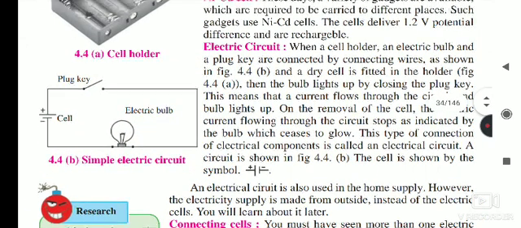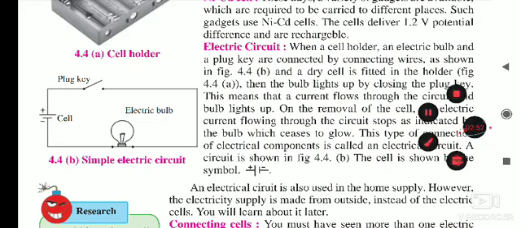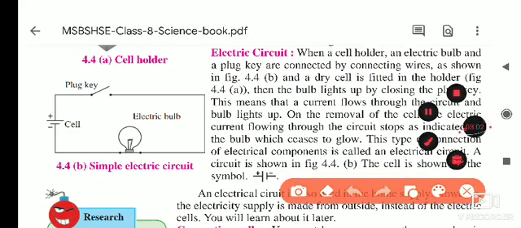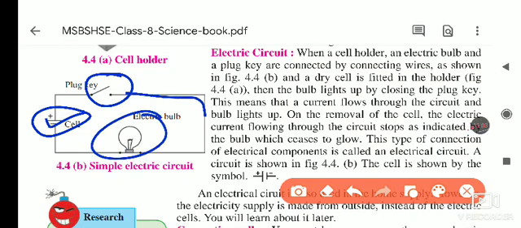So this means that the bulb lights up by closing the plug key. This means that the current flows through the circuit. When the plug key, cell holder with the cell inside it, electric bulb and electric wire are in the circuit, and the cell has a potential difference, the electric current flows through this circuit. The electricity flows through the wire from the positive to the negative pole, and the bulb lights up.